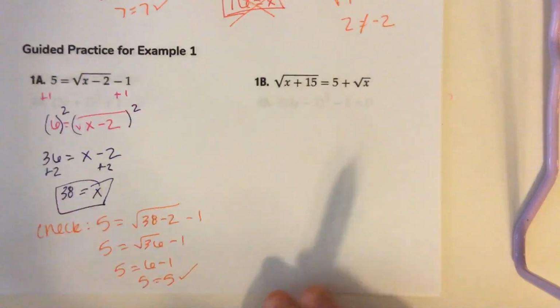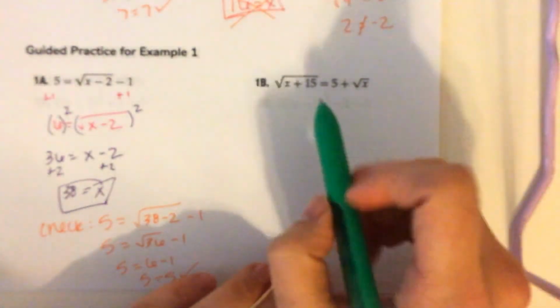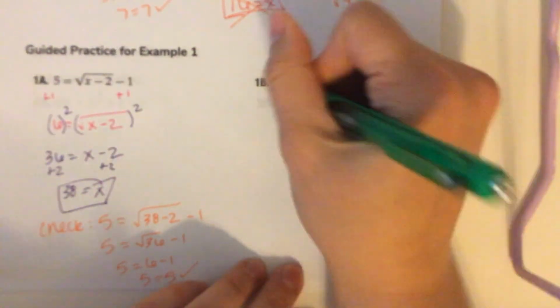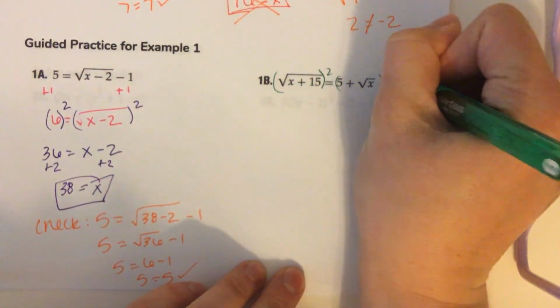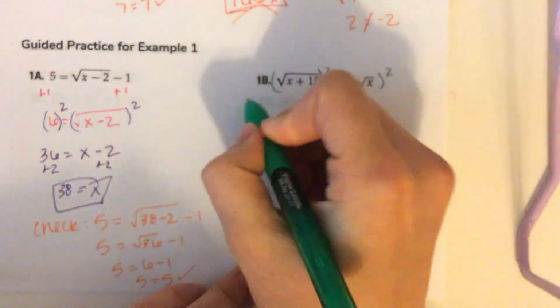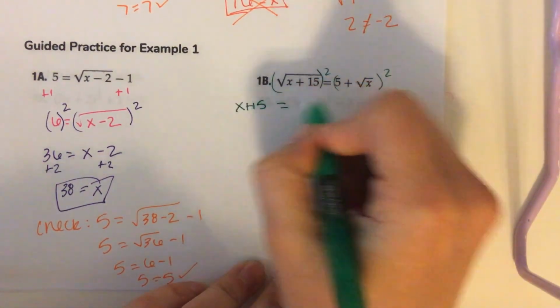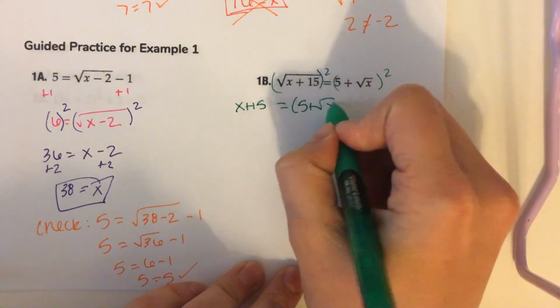Checking 1b, this is just like the second half of the example we just did together. This is already isolated, so I'm good to go ahead and just square both sides right there. This becomes x plus 15. I'm going to rewrite this so I know I have to FOIL.